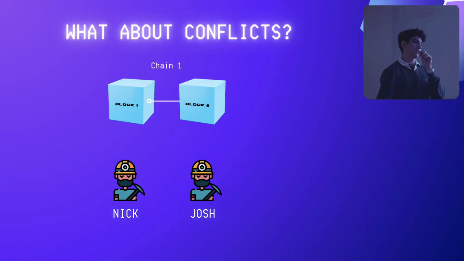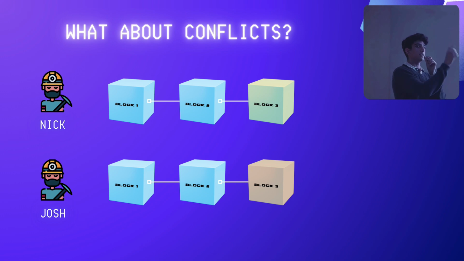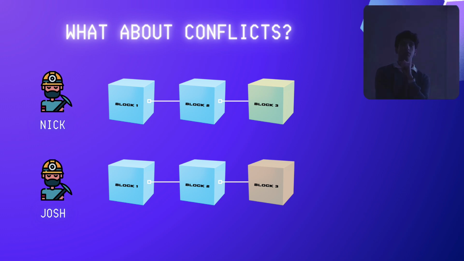So now coming back to the presentation. What about conflicts? What if there are conflicts in mining these blocks? Let's just say we have two miners over here, Nick and Josh, and there's this chain one. What if Nick and Josh both mine their block at the same time? Whose block is going to go on top of that? Any clues what's going to happen in that case? Yep, you raised your hand. What's going to happen if Nick and Josh both mine their block at the same time?